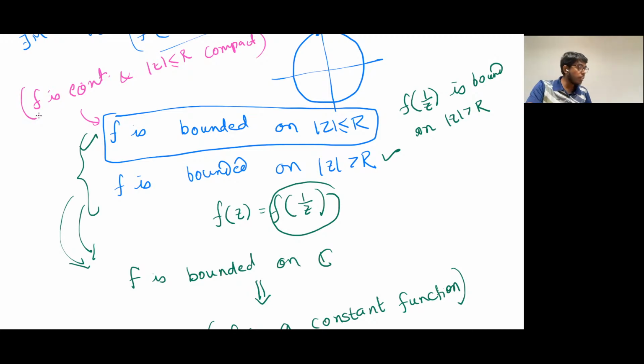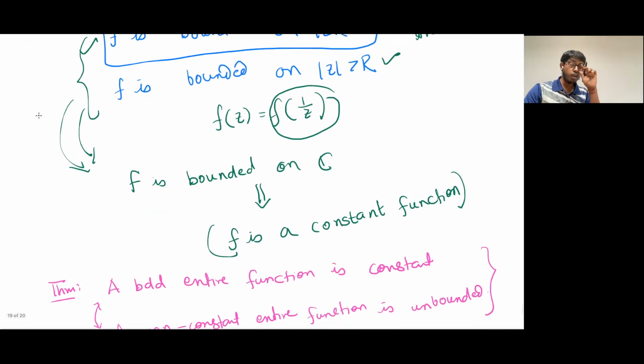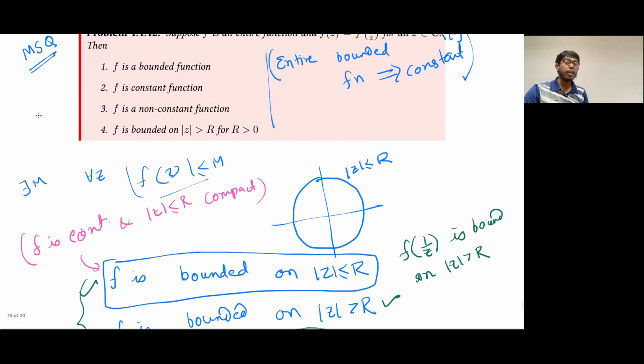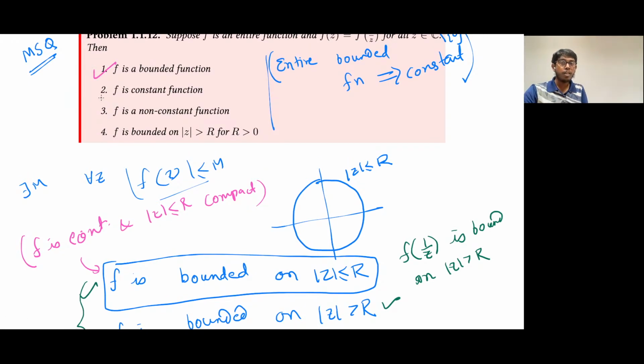Okay, so is it clear, Abhiru, why we are concluding that f is bounded in mod z less than equals to R? Yes. Okay, fine. So this proves that f is a constant function, and f is bounded on mod z greater than R. Okay, so is it clear to everyone?